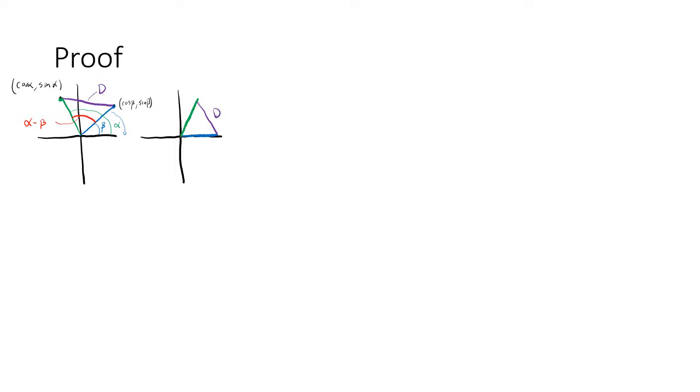We know this angle stays the same, right? It's the same triangle, just rotated, so this angle is still alpha minus beta. And the coordinates of this point are going to be, now think about what this would mean, the cosine of alpha minus beta, comma, sine of alpha minus beta. And this point right here, because it's a unit circle, has coordinates simply 1, 0.